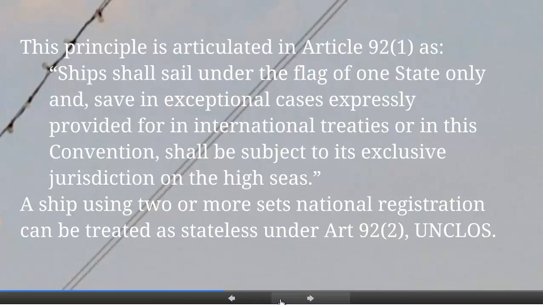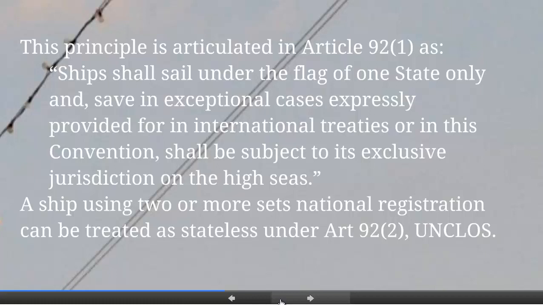Okay. Now, in Article 92.1 of the Law of the Sea Convention, that principle is expressed in the following language: ships shall sail under the flag of one state only, and save in exceptional cases expressly provided for in international treaties or in this convention, shall be subject to its exclusive jurisdiction on the high seas. So that sets out the idea that ships are only entitled to one flag and one set of papers.